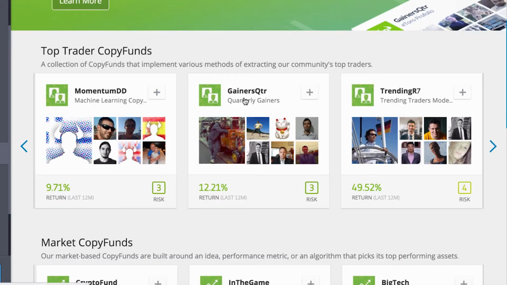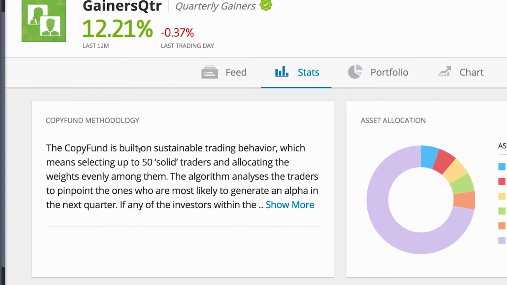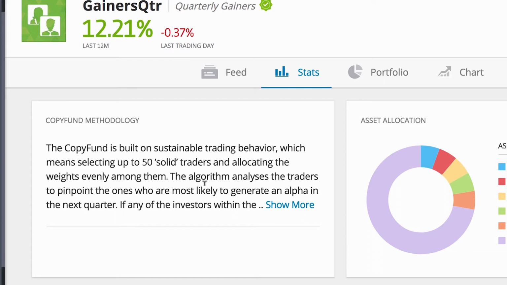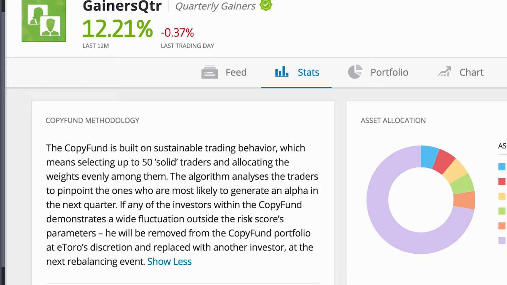Let's go to the second one here, Quarterly Gainers it's called. Here it says the copy fund is built on sustainable trading behavior, which means selecting up to 50 solid traders and allocating the weights evenly among them. The algorithm analyzes the traders to pinpoint the ones who are most likely to generate an alpha profit in the next quarter. If any of the investors within the copy fund demonstrates a wide fluctuation, moving outside the risk score parameters, he will be removed from the copy fund portfolio at eToro's discretion and replaced with another investor at the next rebalancing event. So what does that mean, a rebalancing event? That sounds a bit scary.